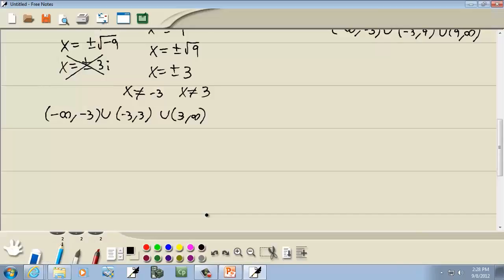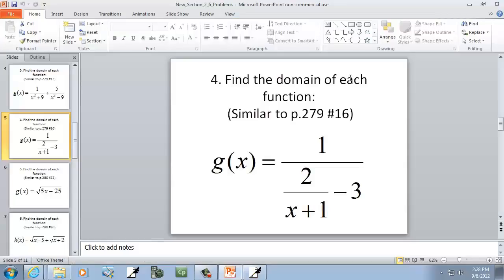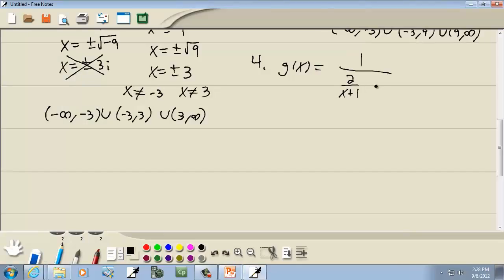Well, let's take a look at one more fraction. So we've got g of x is equal to 1 over 2 over x plus 1 minus 3. Well, same idea. If we have a fraction, you set your denominator equal to 0. But in this case, we have two denominators. We have an inside fraction here. This is called a complex fraction, specifically a complex rational expression. So we got a fraction inside here. Well, it's got its own denominator, x plus 1. So we need to set the x plus 1 equal to 0.